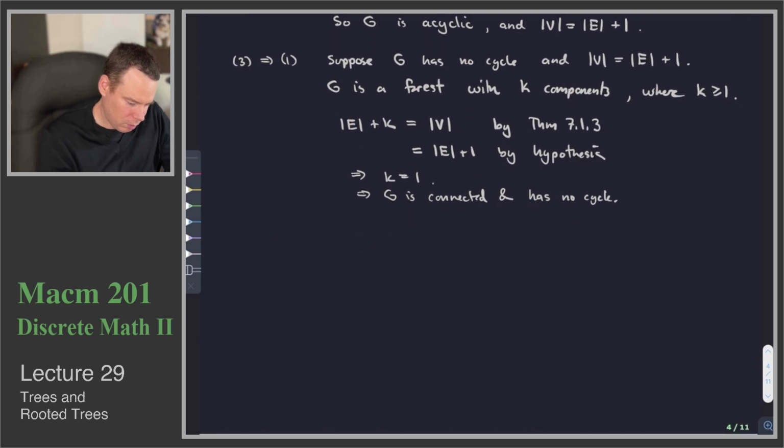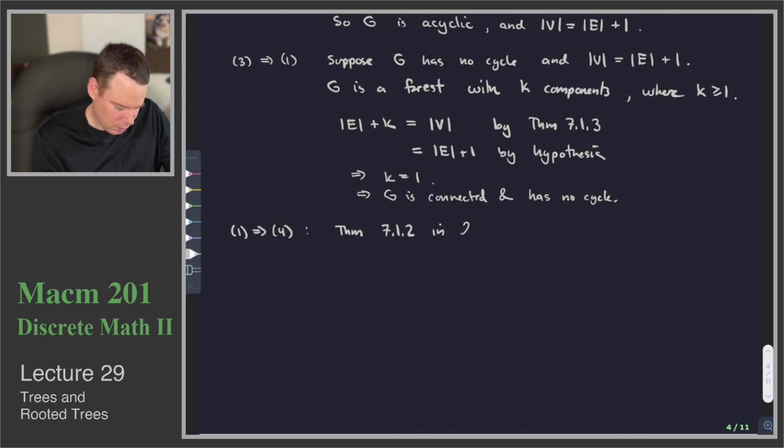Now we're ready to show 1 implies 4, and 4 implies 1. So remember, 4 was there is a unique path between any two pairs of vertices. And condition 1 is that G is a tree. So we've actually already proven this. This is theorem 7.1.2 in lecture 28. We've already shown that if our graph is a tree, then there is a unique path between any two vertices. So now we'll show the opposite.